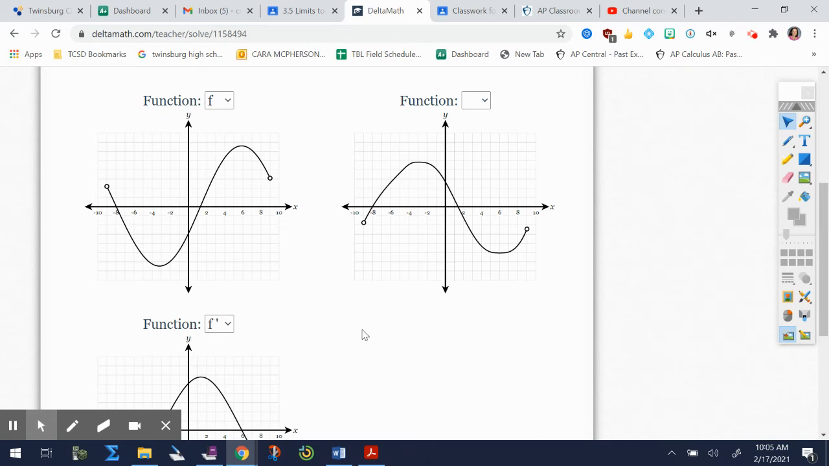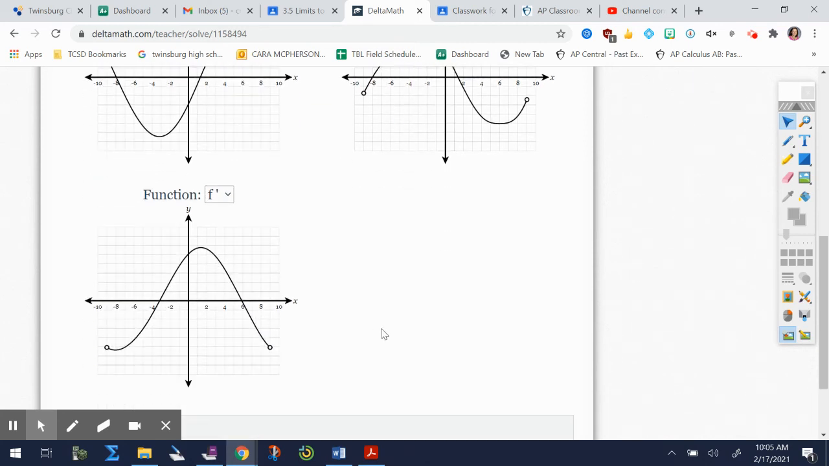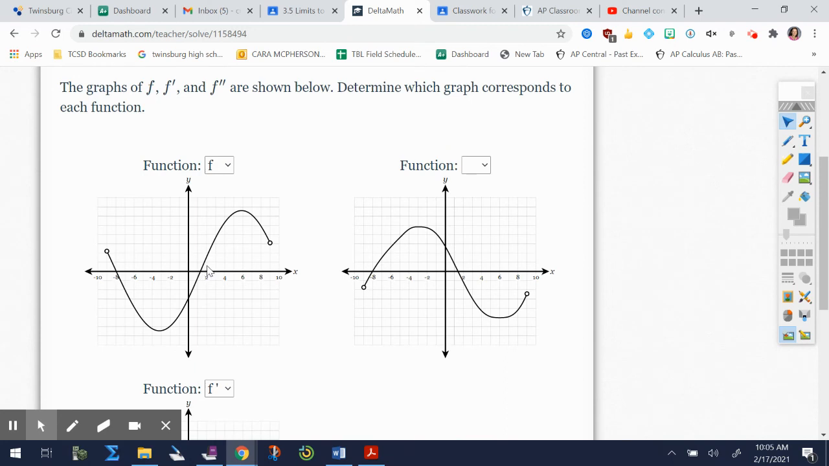Let's see if our concavity matches. If this is my original, it's concave up and then concave down, which means it should be above the axis and then below the axis. And it should switch concavity somewhere around here before 2, which again looks possible. Let's see. What else do I want to check? If this is my derivative, it has a maximum just before 2, which means that's when the second derivative crosses the axis. I'm going to go with this.